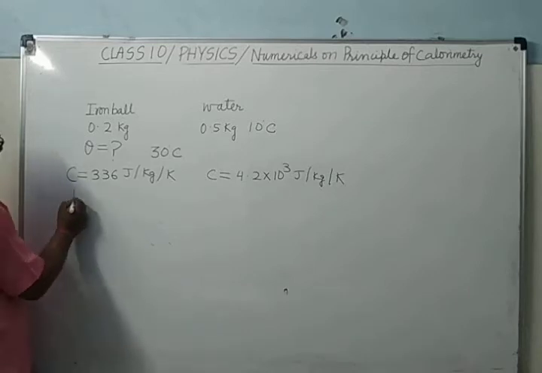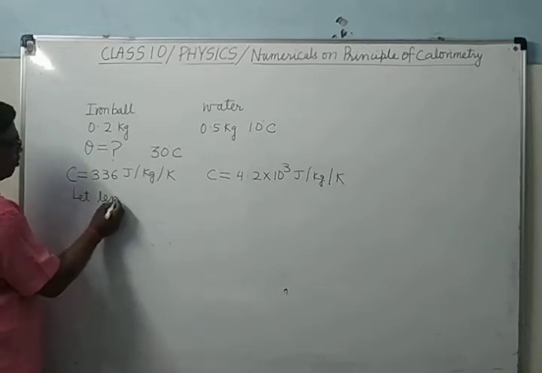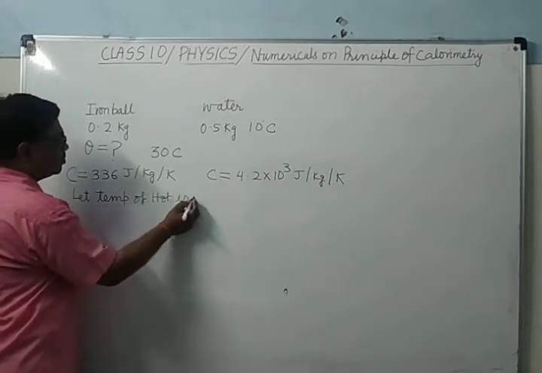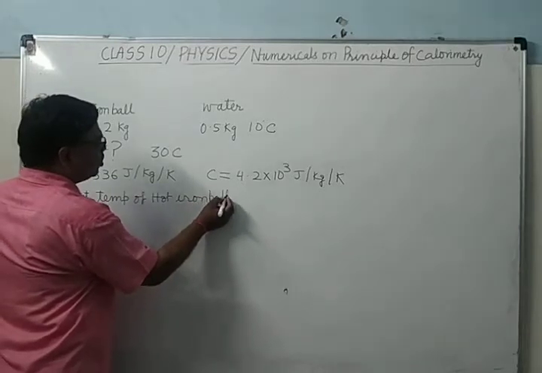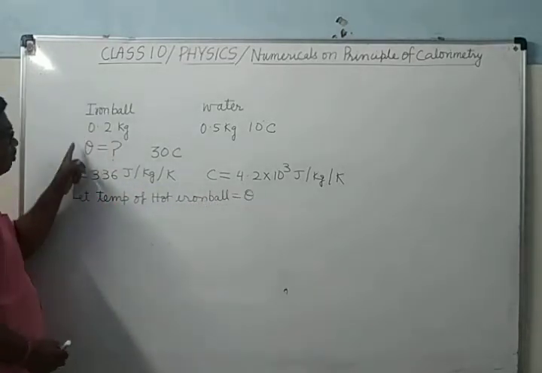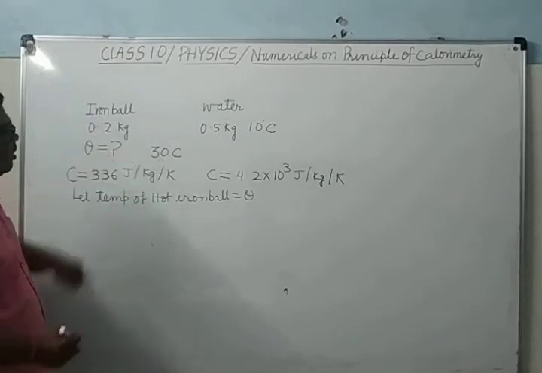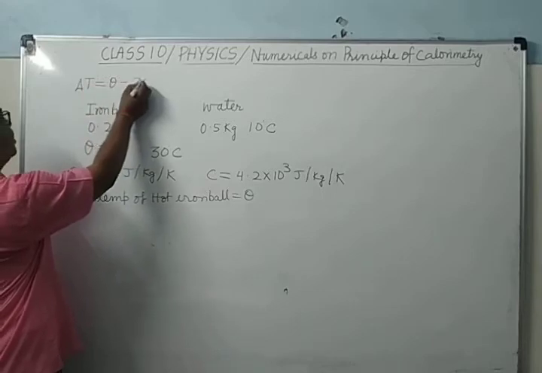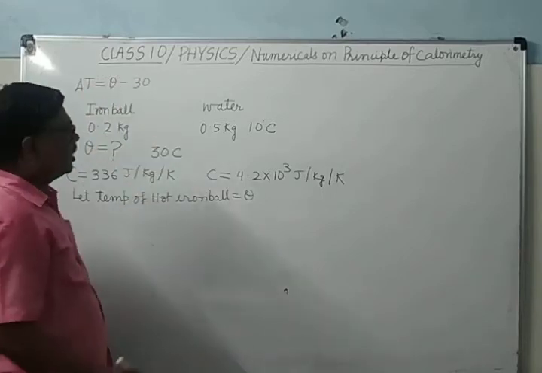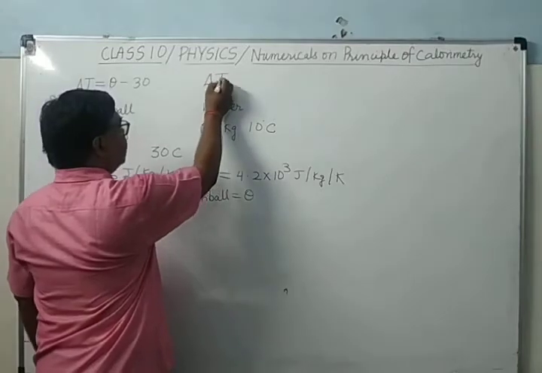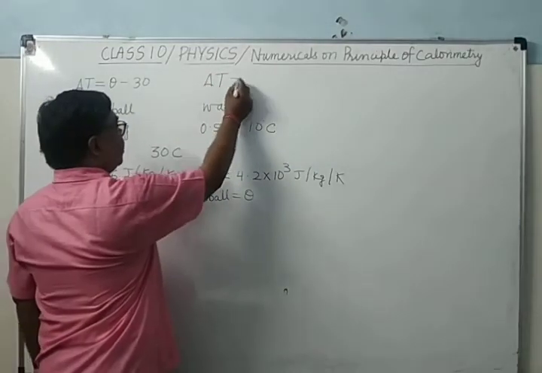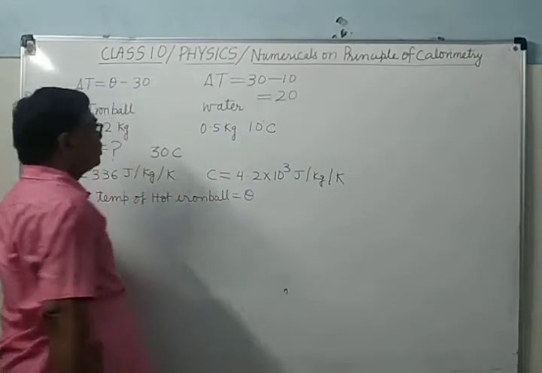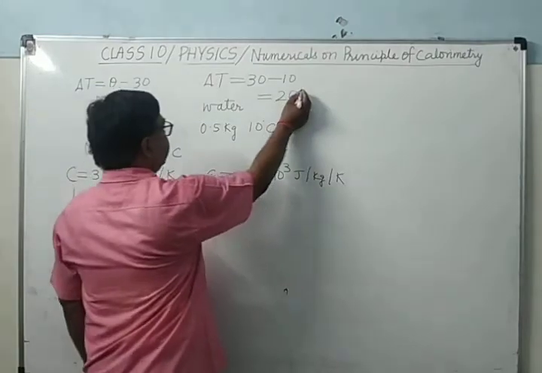Let the temperature of the hot iron ball be theta. So its initial temperature is theta, and it is losing heat. Therefore, delta T for this will be theta minus 30. Then the water is gaining heat energy. Initial was 10, final has become 30, so 30 minus 10 equals 20. It's clear, 20 degrees Celsius. You can write it this way.